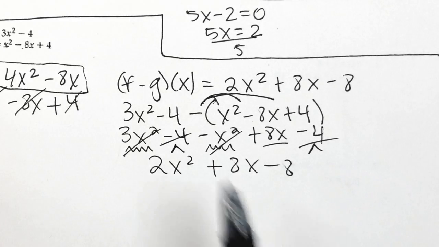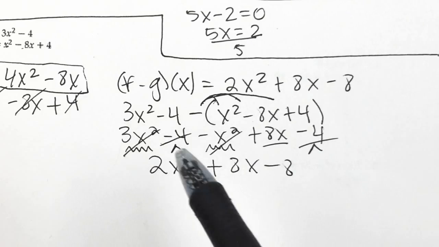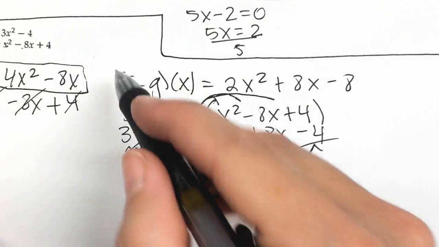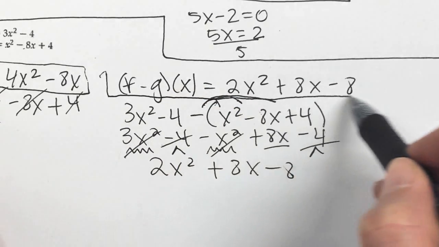So I kind of put the same symbols under the ones that are like terms, so that'll help combine them. Questions? Everybody's good with that one. We can move on to multiplying. Okie dokie.